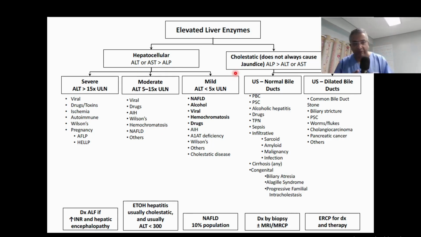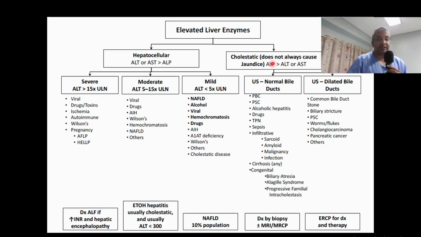Then you've got a mild bump in your transaminases, much the same headings as we discussed already. Now, if you've got a cholestatic picture with your alkaline phosphatase being elevated out of proportion to the transaminases, then you're thinking, okay, maybe there's a surgical cause of jaundice.